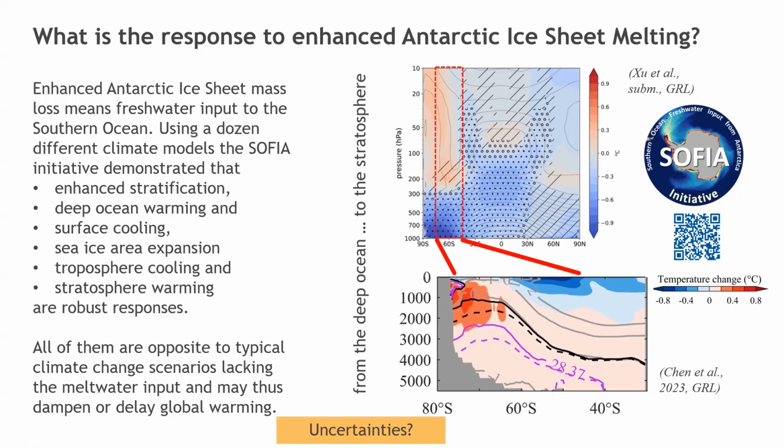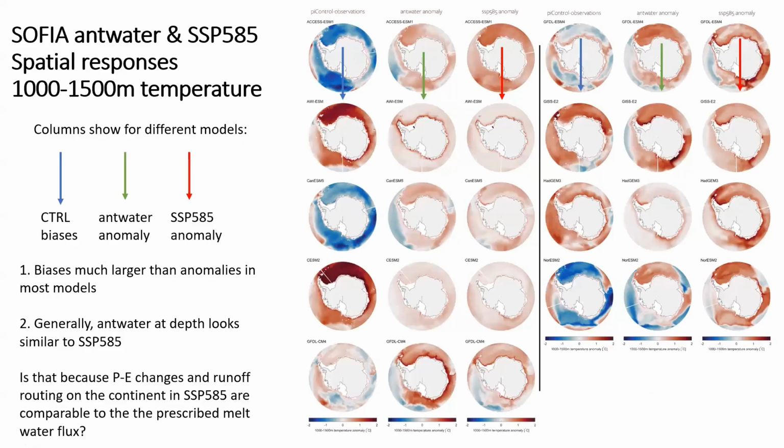However, what are the uncertainties? Do we know? How certain are we about this? We recently started looking a bit into comparing these SOFIA experiments in the different models with model biases, and that's these two columns with the blue arrows. Then you have the SOFIA anomalies, and then you have the regular warming scenarios, SSP 5 anomalies of deep ocean temperatures.